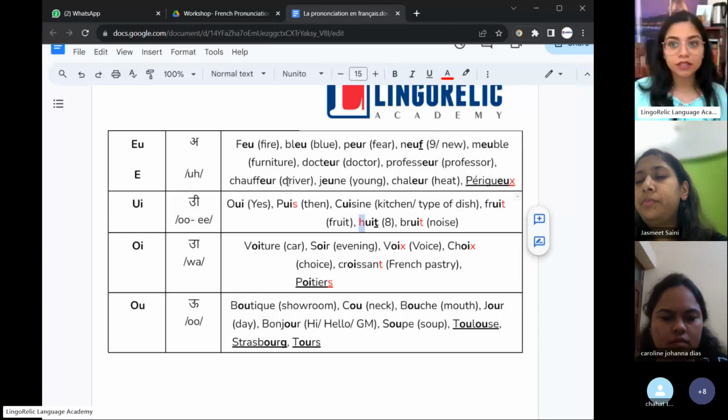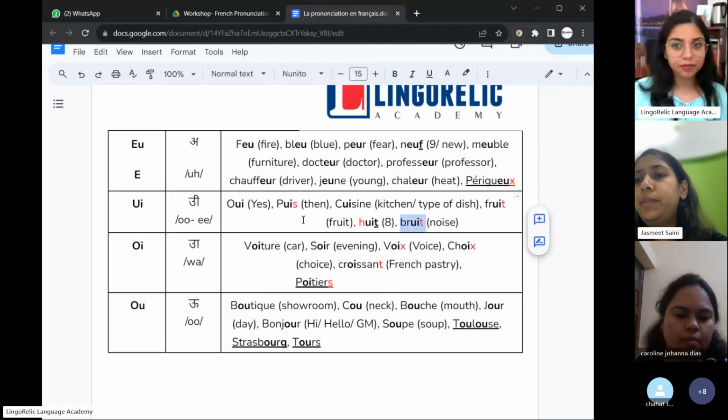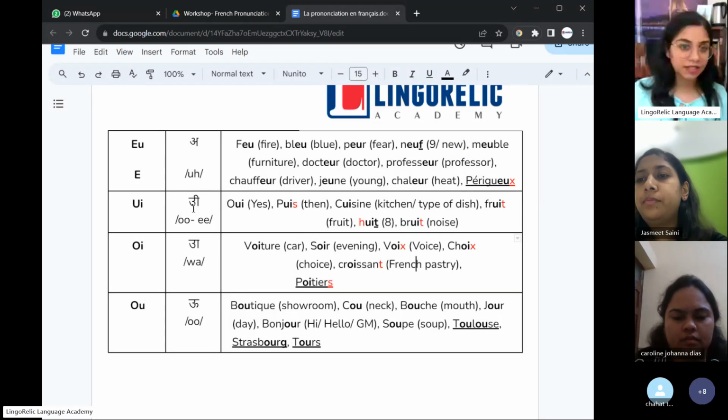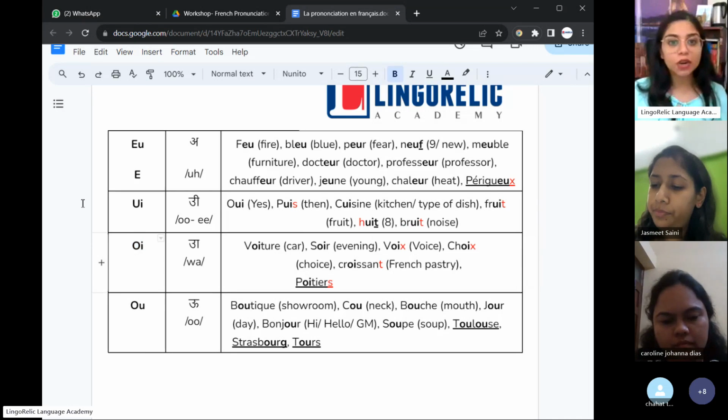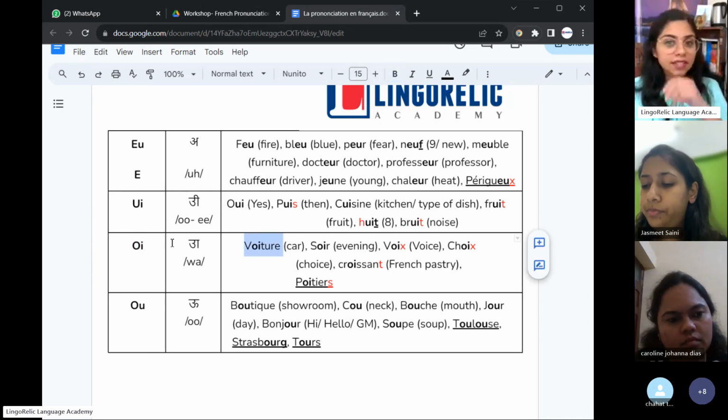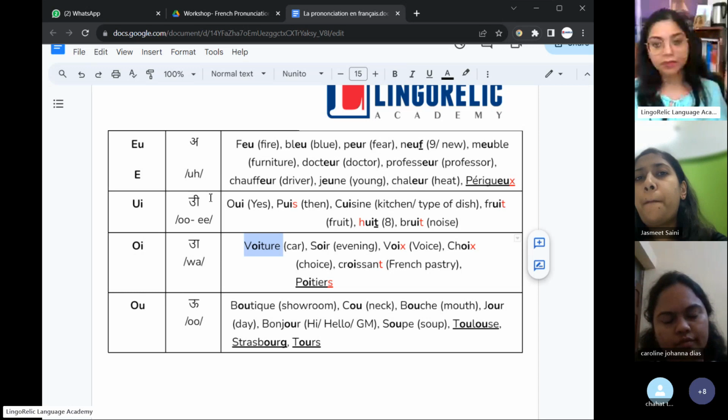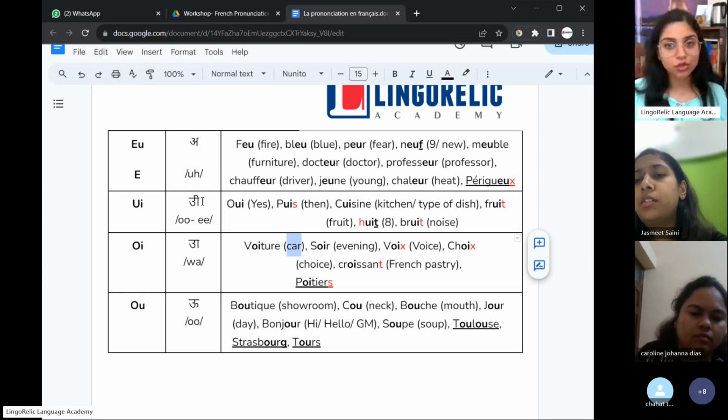Wheat. Qu'est-ce que c'est? Bruit. Bruit is noise. Okay. Then OI is the sound of wa. Wa. It looks like OI, but it is wa. Qu'est-ce que c'est? Voiture. Yes. Voiture is a word for car.